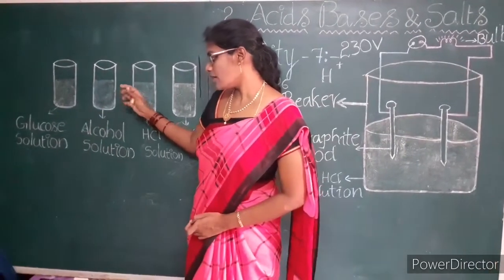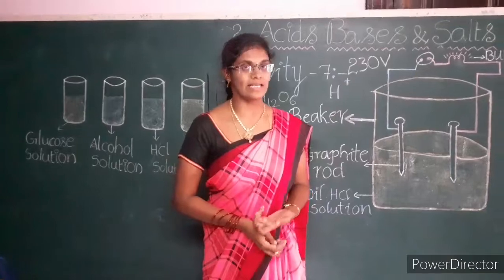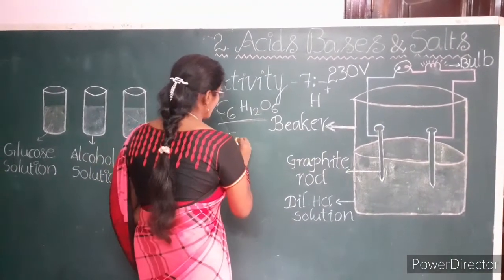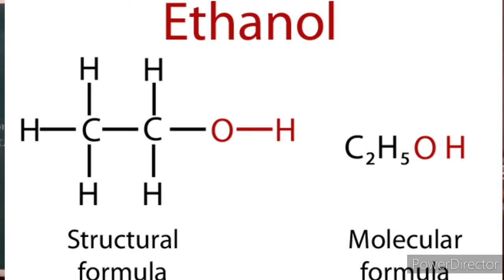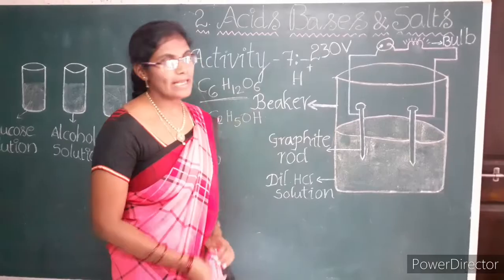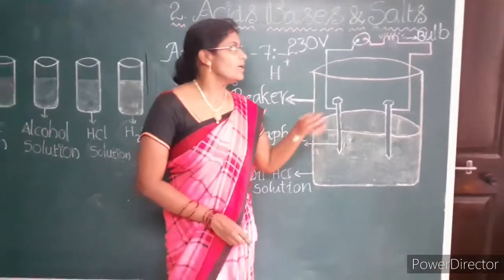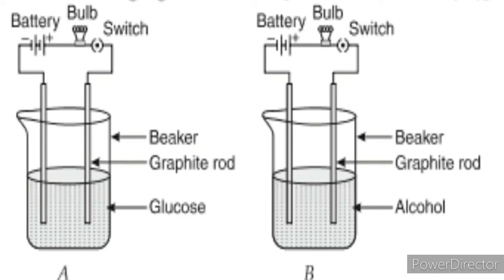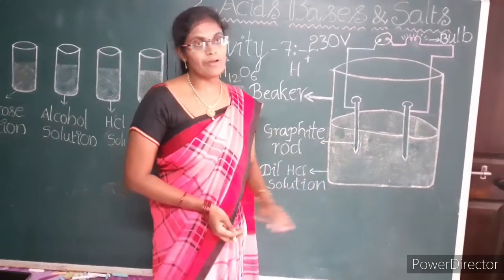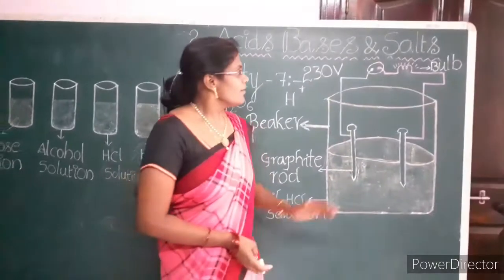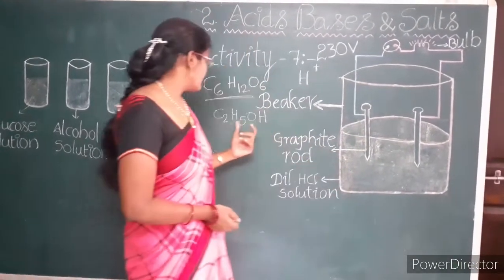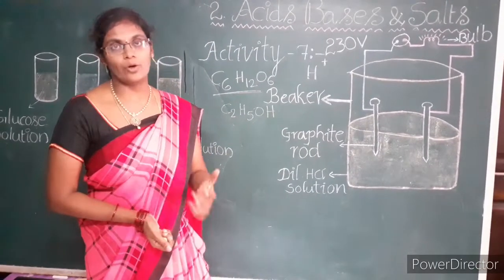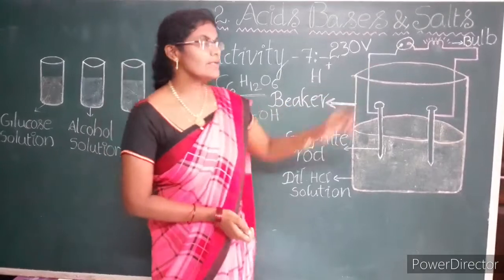Children, next take the alcohol solution and repeat the activity once again. The chemical formula for alcohol is C2H5OH. Take the alcohol solution into the beaker and observe the changes in the bulb. In this case also the bulb doesn't glow even though the alcohol contains hydrogen. When we pass the current through the solution, it doesn't produce any hydrogen ions. So this is the reason the bulb doesn't glow.